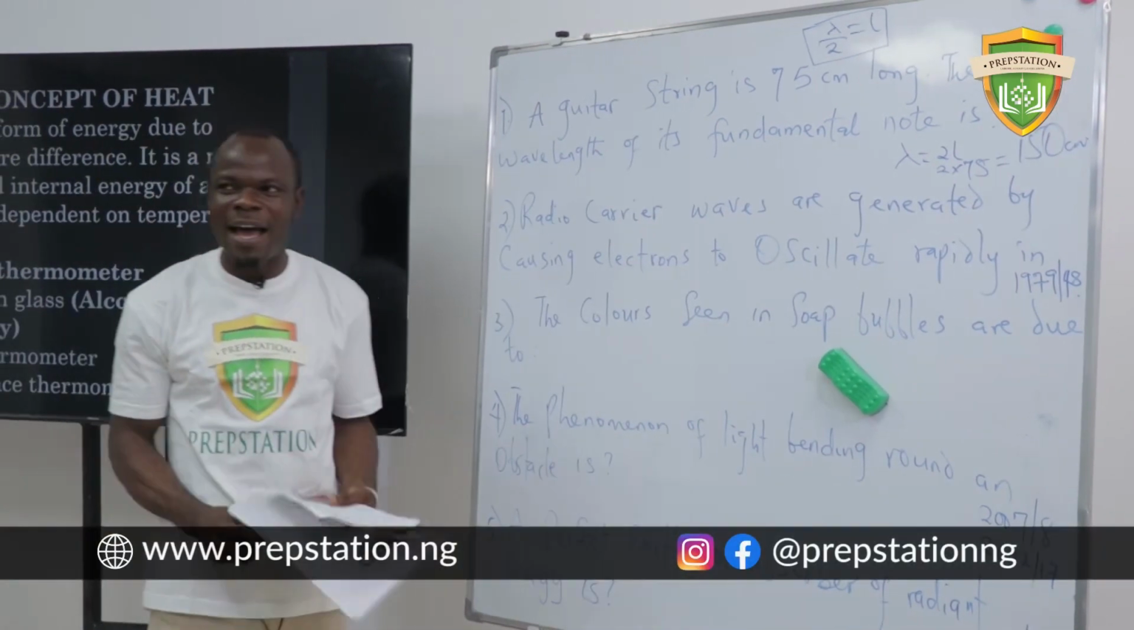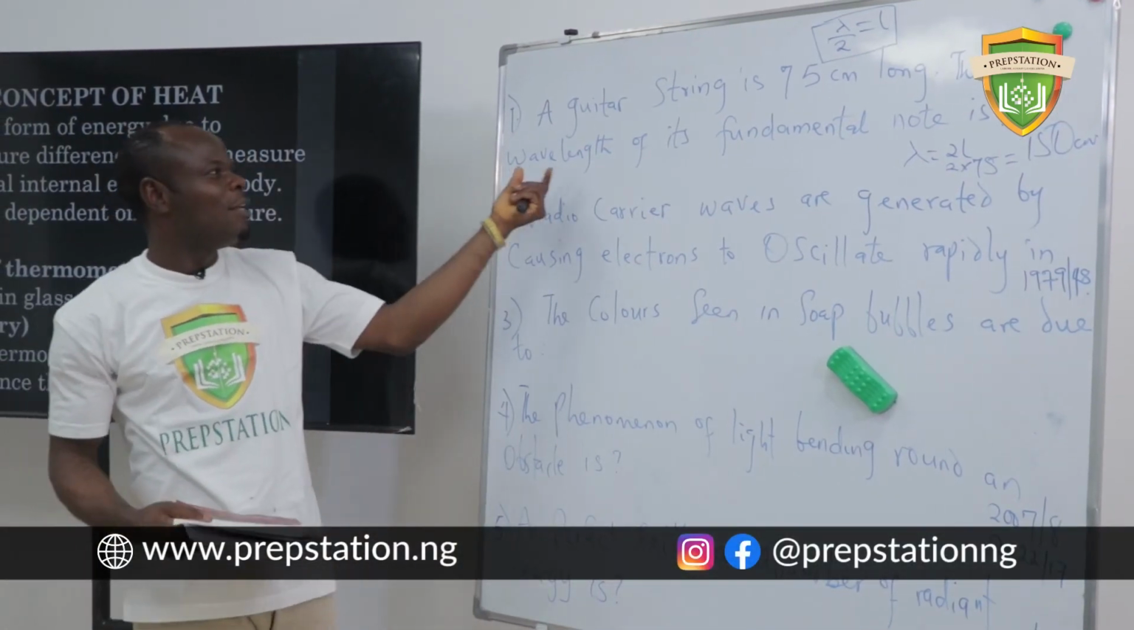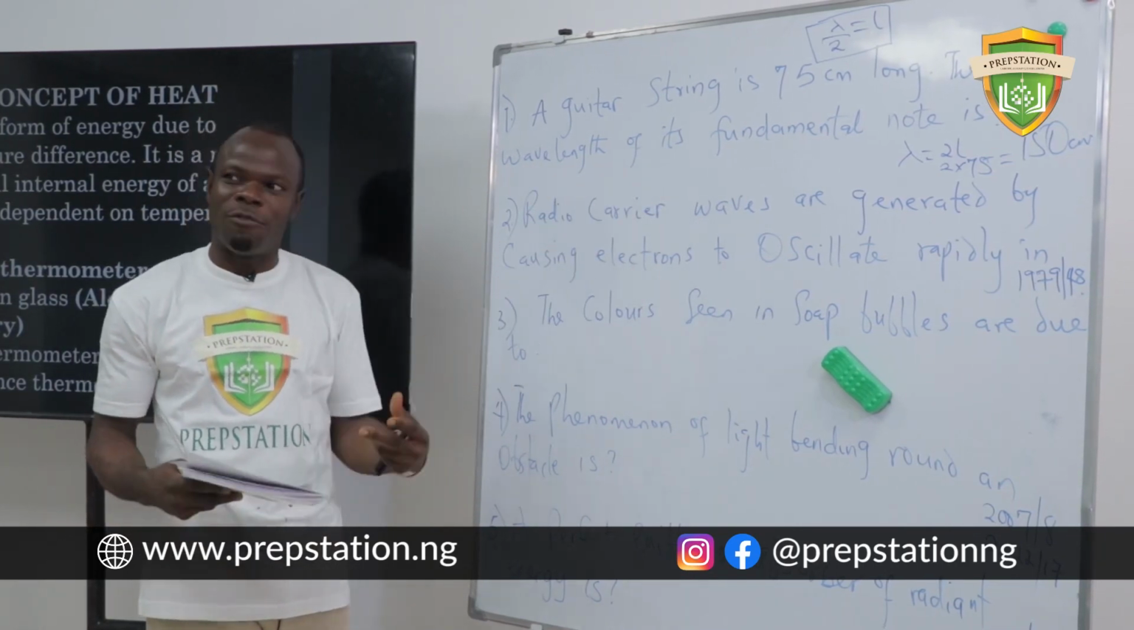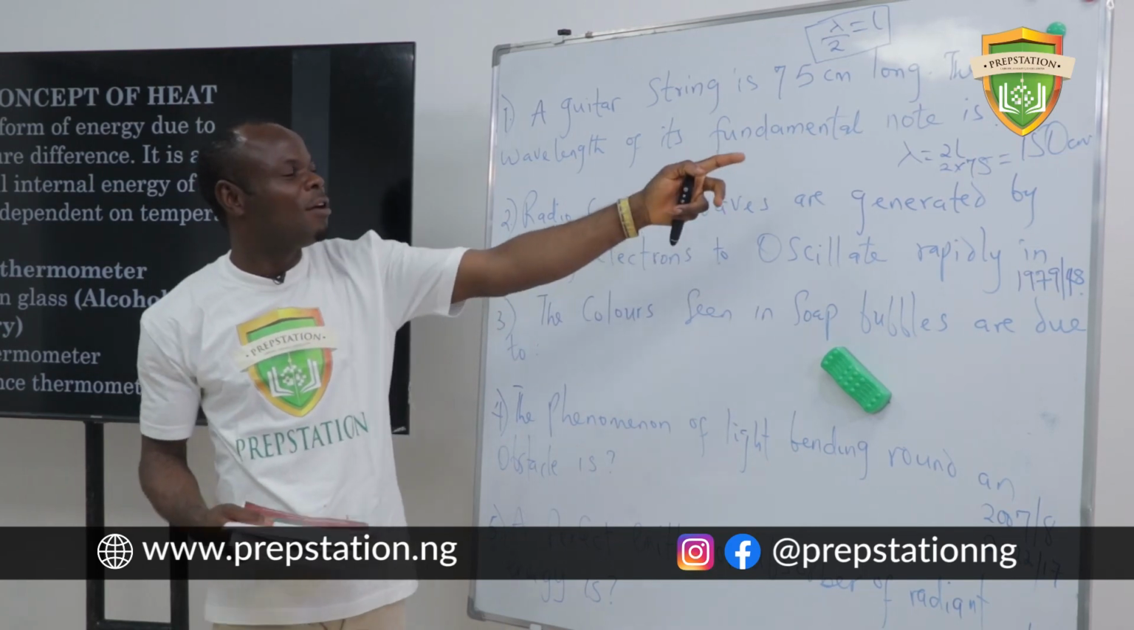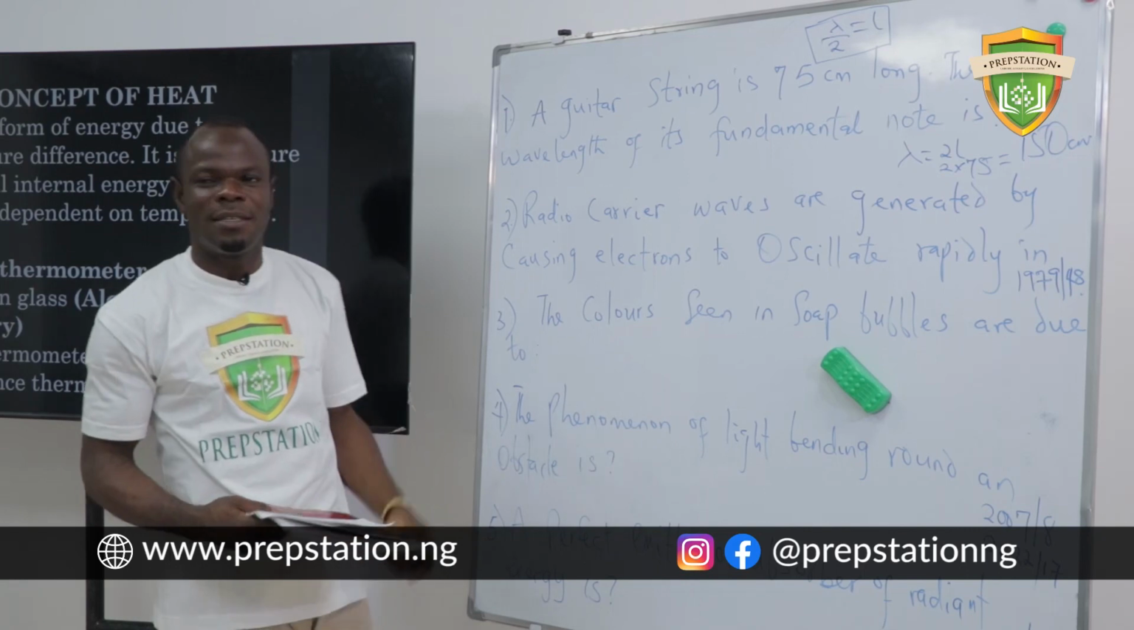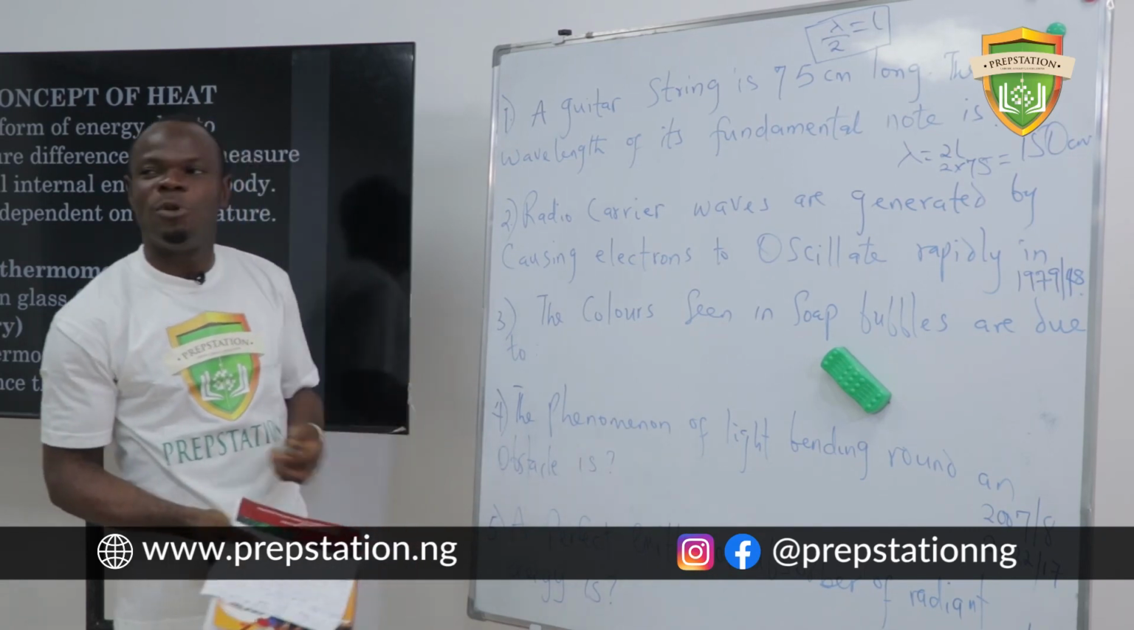We have to determine just the what? The wavelength, not the fundamental note itself. But the note there is giving us the description on what to do about the number of lengths that we're going to have. So let's take number 2.